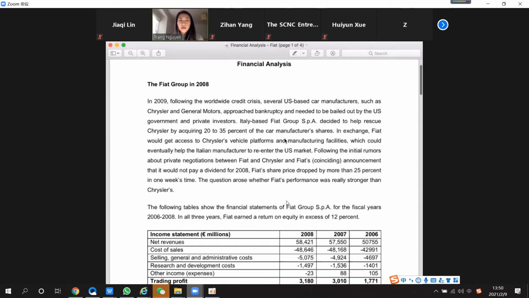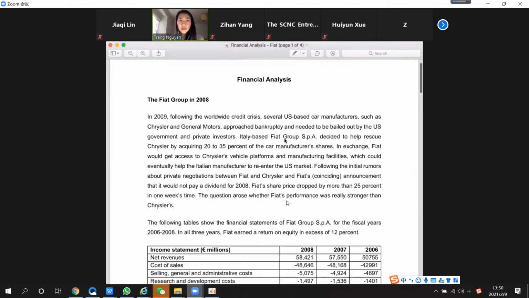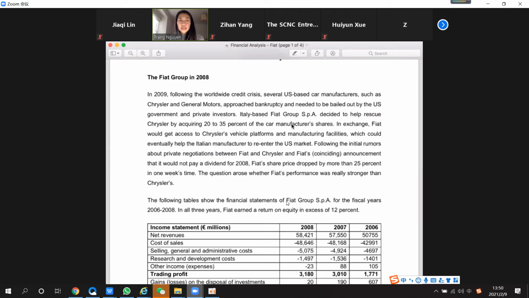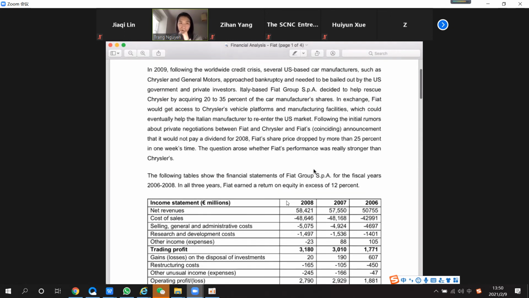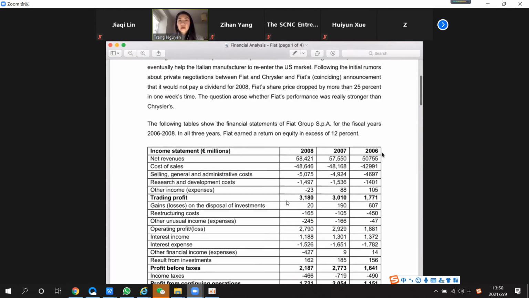So now let's look at this firm. Actually, this case mentions the merger between Fiat and Chrysler, and at the moment they have merged already. So we have the information of this firm in 2006, 2007, and 2008.